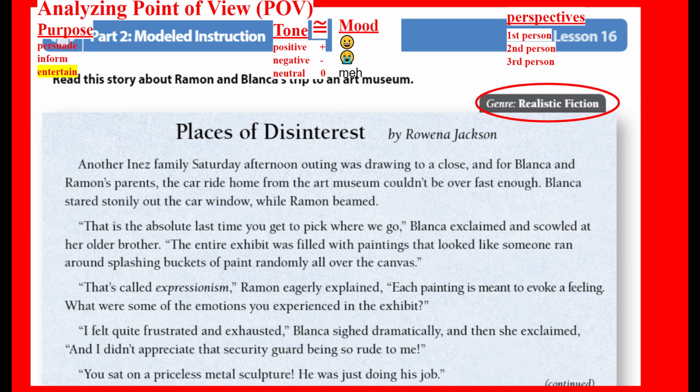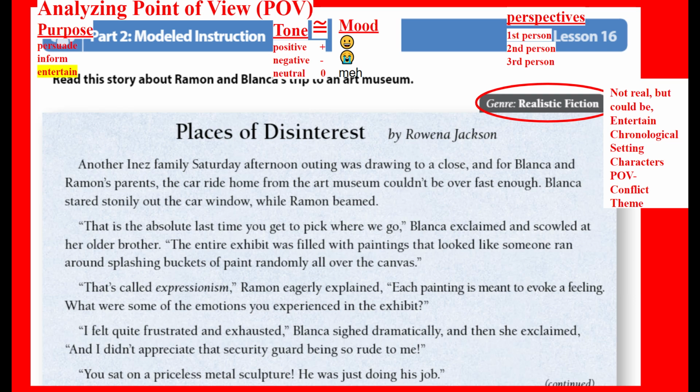So, down below, before we can start reading the story, we have to look at our genre. Anytime the text tells you the genre, you need to make sure that you pay close attention to it because it is important. And the genre for the text we're looking at today, Places of Disinterest, is realistic fiction. So, let's take a minute to refresh on what we know about realistic fiction. So, realistic fiction is definitely realistic, but it's not real. It's not real, but it could be real. We know fiction is something that's made up, but realistic fiction definitely has believable qualities about it.